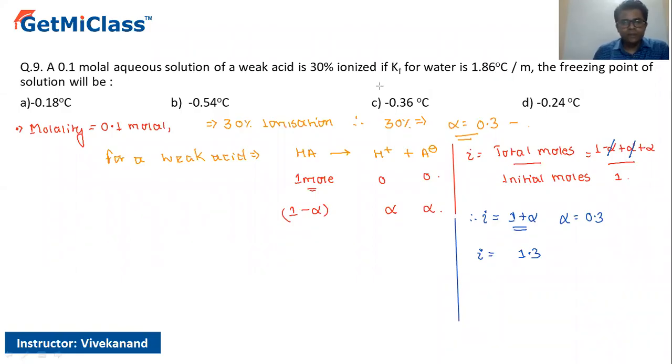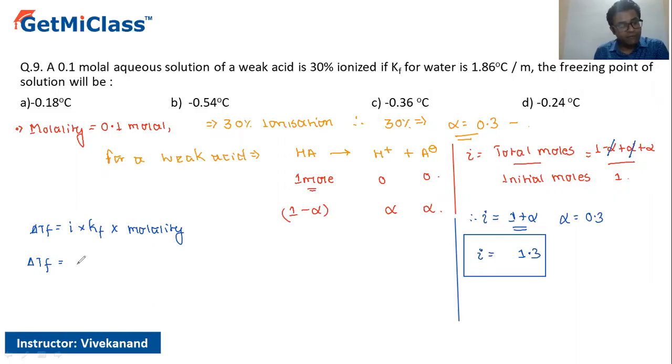So this is the second point that we need to understand. Taking the value of i into consideration, we will consider delta Tf. So delta Tf is equal to i into Kf into molality. The value of i that we have here is 1.3. The cryoscopic constant that they have given us is 1.86, into molality, which they have already given us as 0.1. So the delta Tf value that we would get after solving this is 0.241.